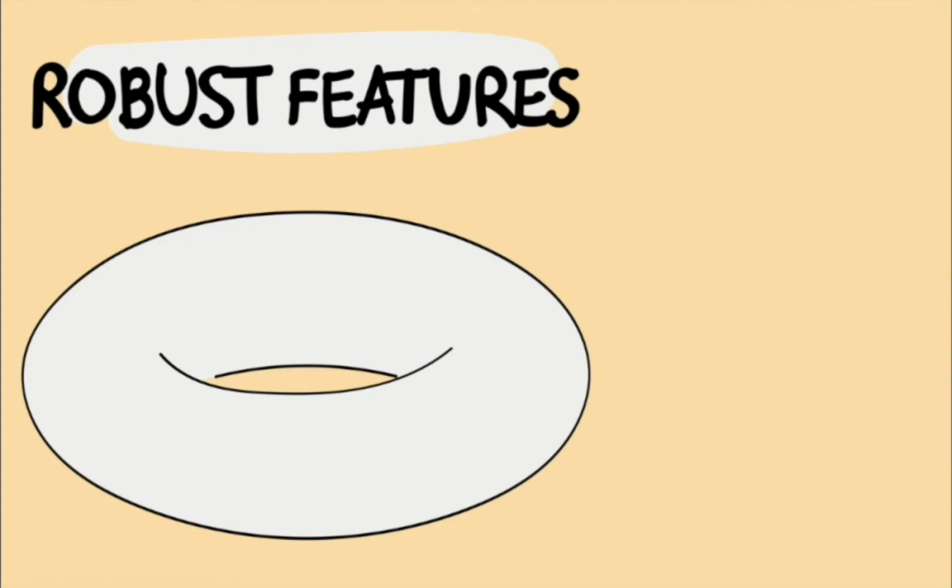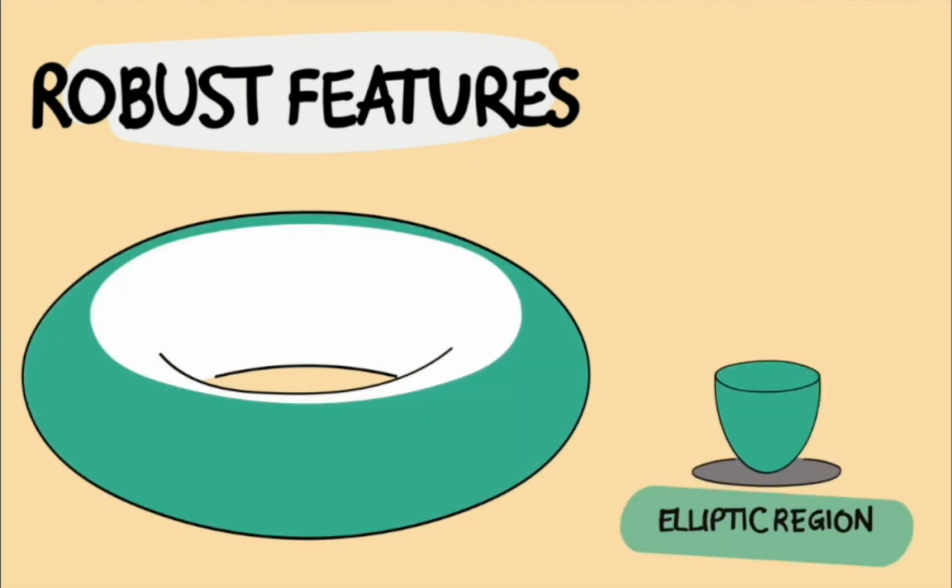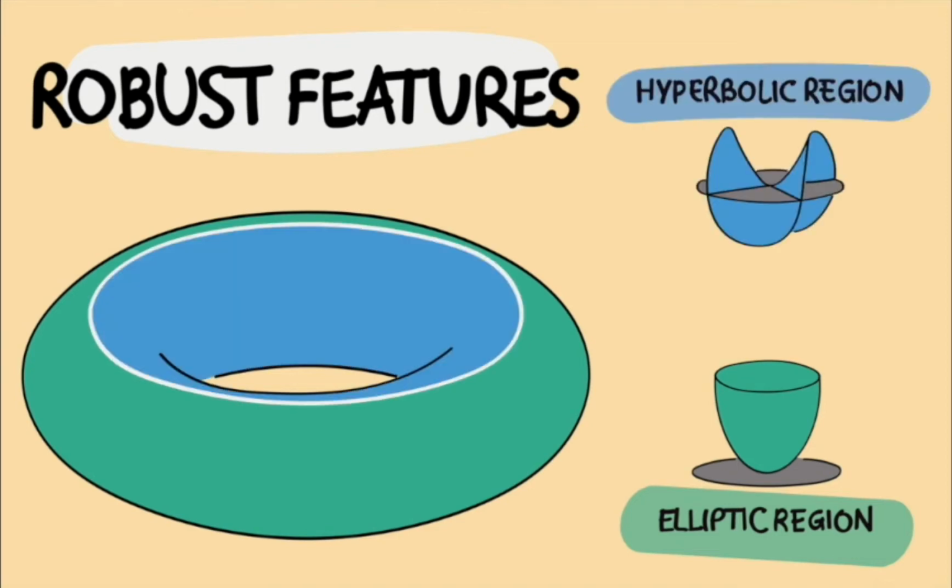There will be a region called the elliptic region where the surface looks locally like a cup. What this means is that if you place the tangent plane on an elliptic point, the surface will stay on one side of the plane, at least locally. And then the opposite happens on the hyperbolic region, where the surface looks locally like a saddle and it crosses from one side of the tangent plane to the other.